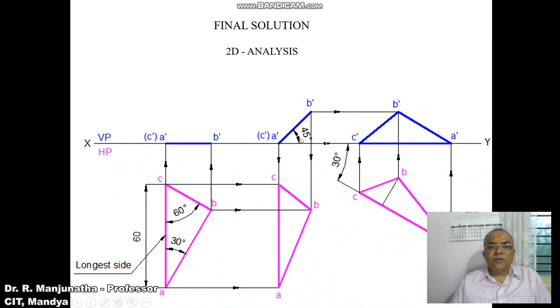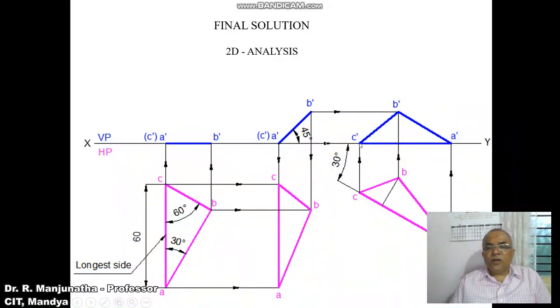So show the dimensions of 45 degrees, and this is 30 degrees, and this is 60 degrees, and this is 60 mm. So this is how you will be able to write the final solution. And then to check whether our solution is right or wrong, you can see the longest side is still on HP in the third position.